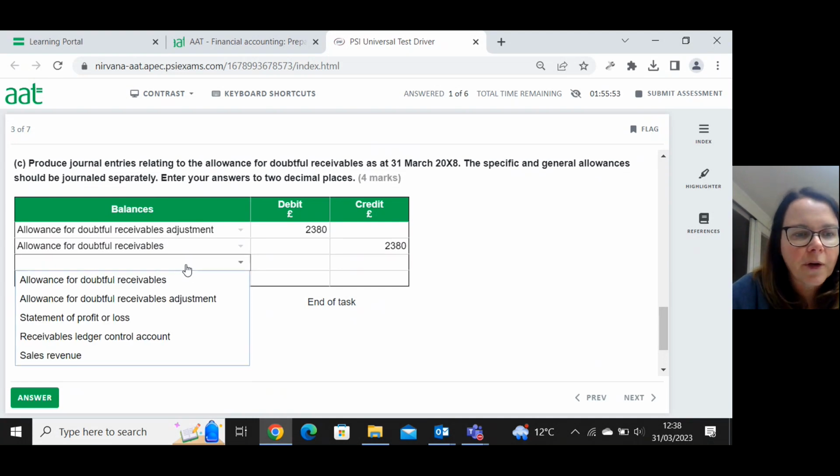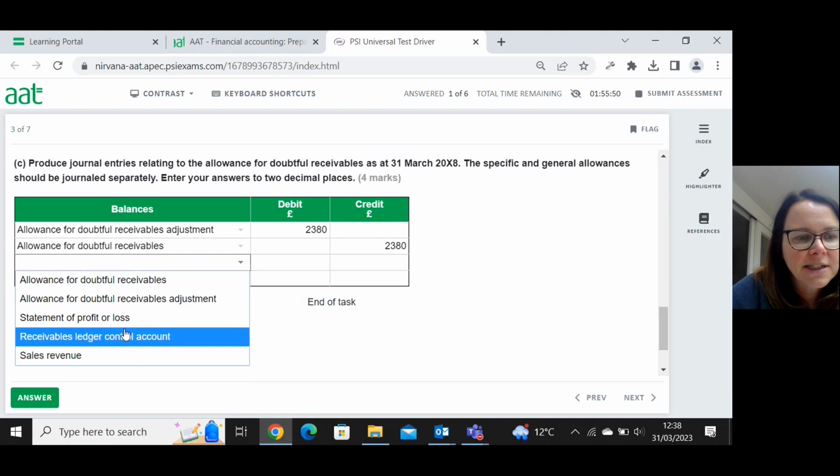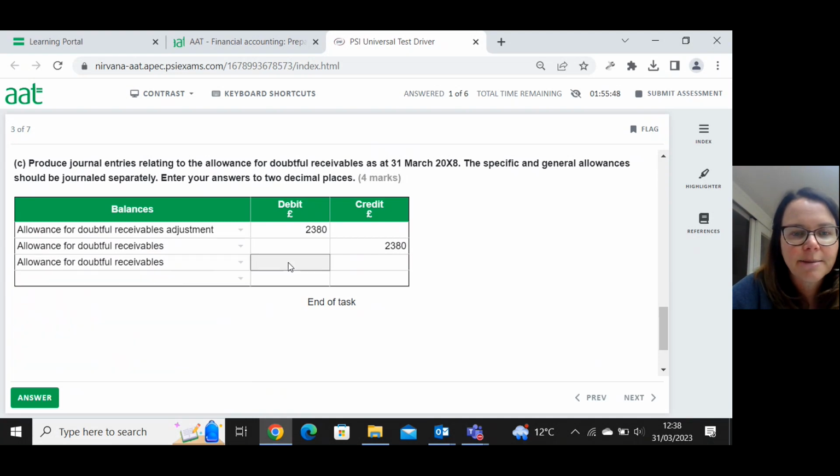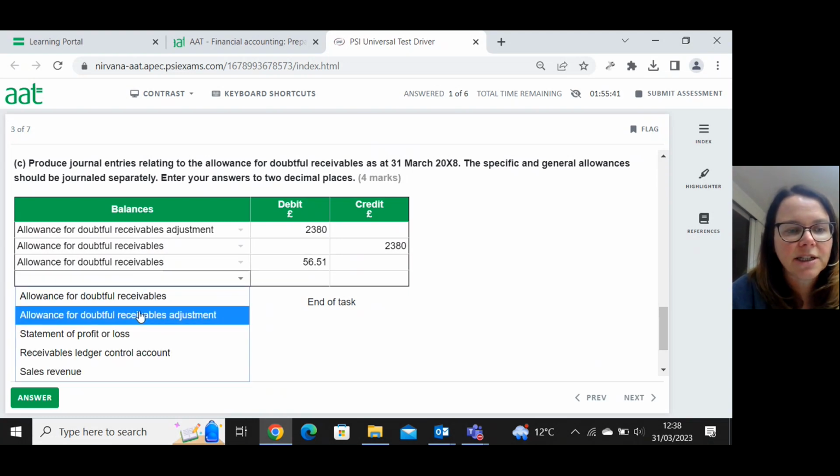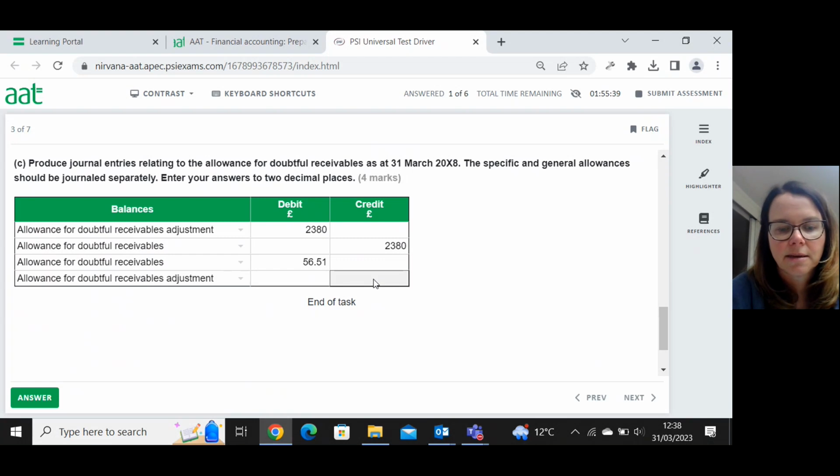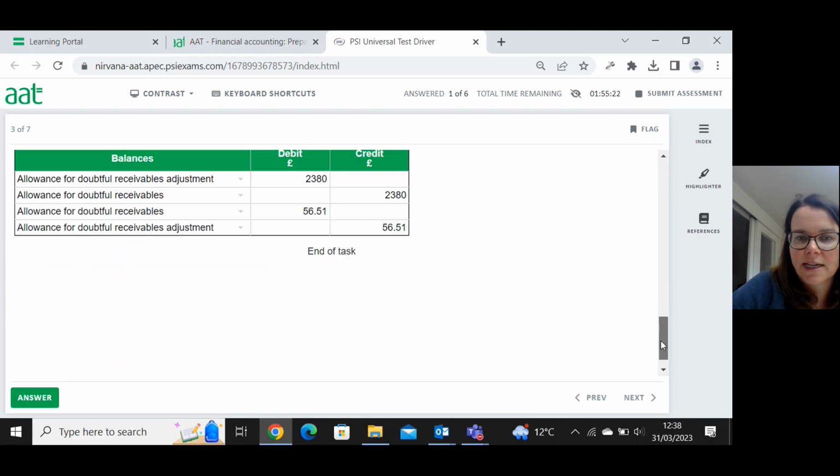So therefore, the allowance itself needs to be debited to be made smaller. And then the allowance adjustment will be a credit, because actually it's like good news for my business. It's like a form of income, and would actually be shown as other income in the statement of profit or loss, because I have reduced my general allowance for doubtful debts.